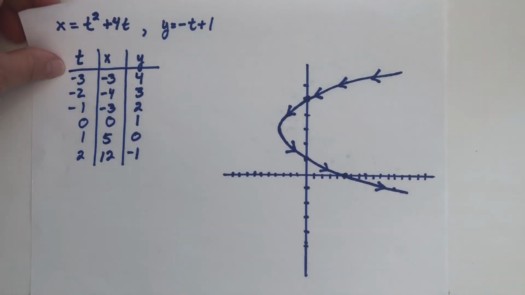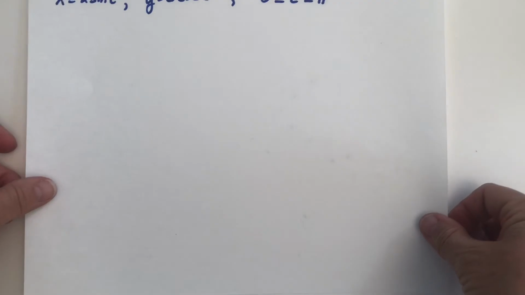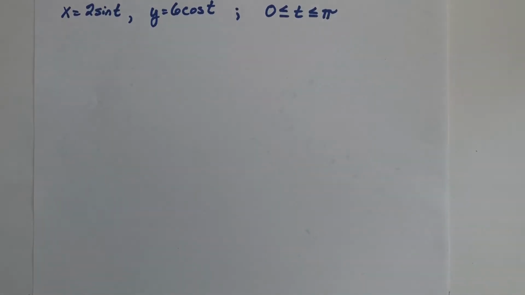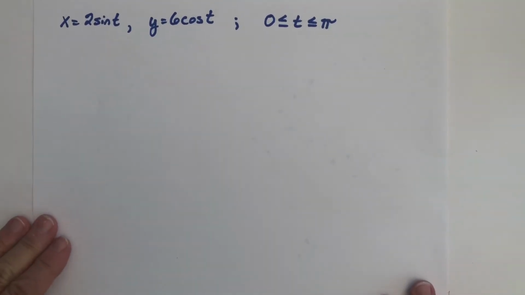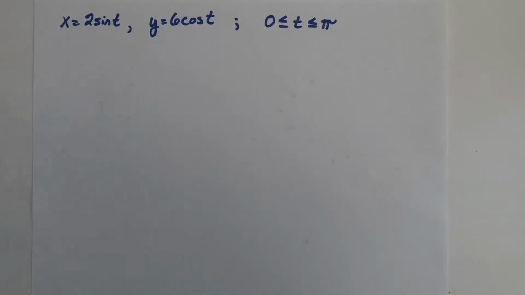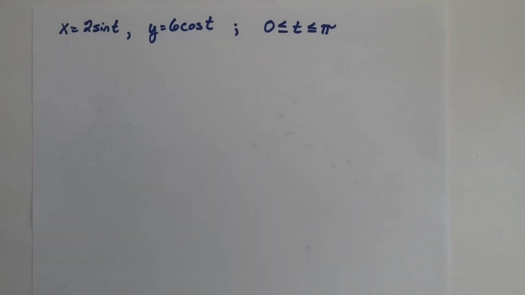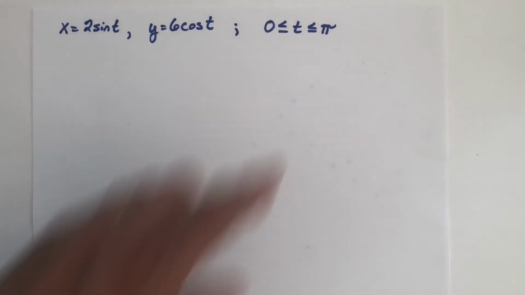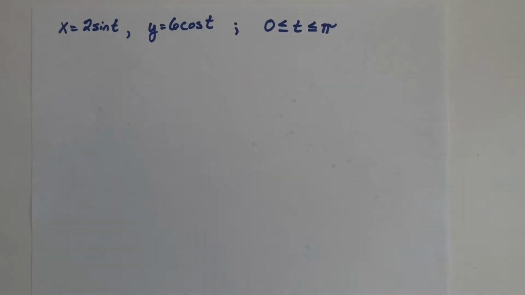Let's do another problem. Let's let our next set of parametric equations be this. It's x equals 2 sine t and y equals 6 cosine t. Make sure you can see the equations. And notice there's a restriction on our parameter. We're only going to let t go from 0 to pi, so what would this look like?